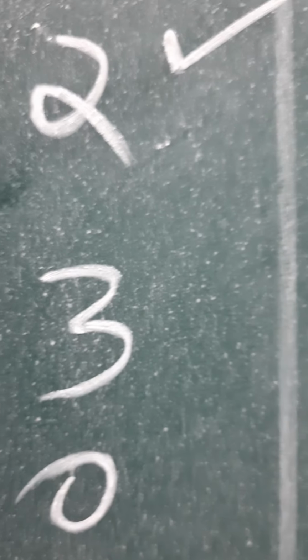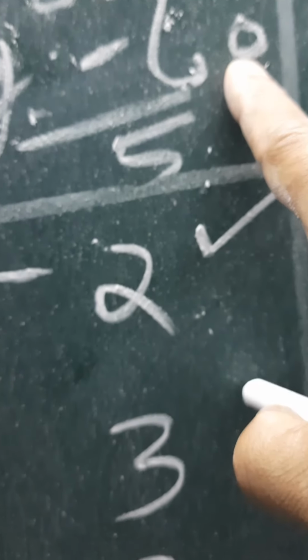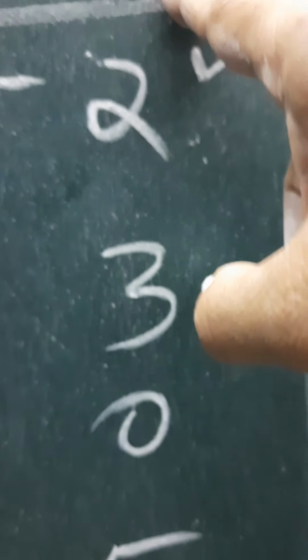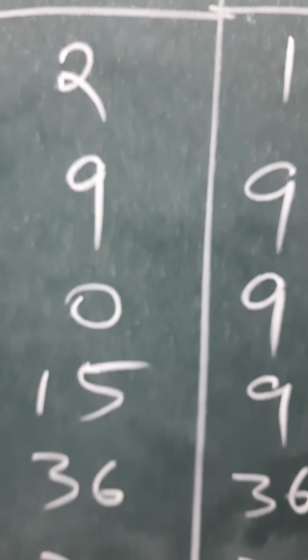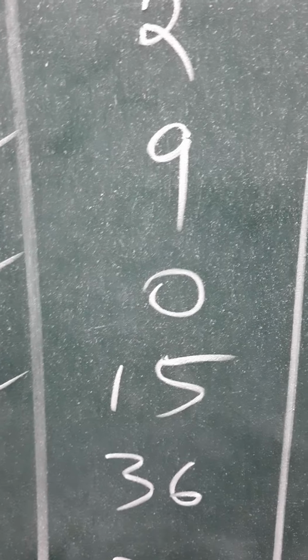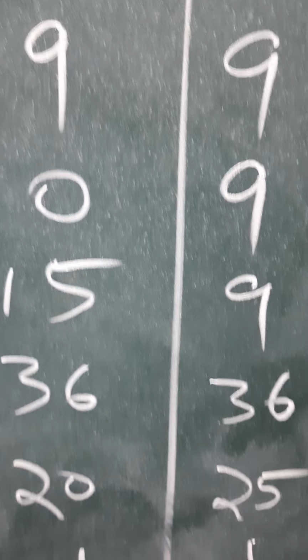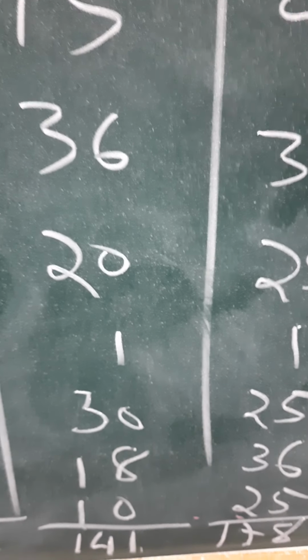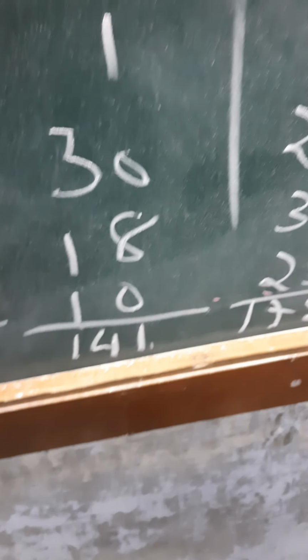Then we get 75 minus 60 upon 5. 15 by 5, that is 3. Like this we work out the values, and then we do UV. UV we get as u into v, that is minus 1 into minus 2 is 2, then 9, 0, 15, 36, 20, 1, 30, 18 and 10, and get the total as 141.